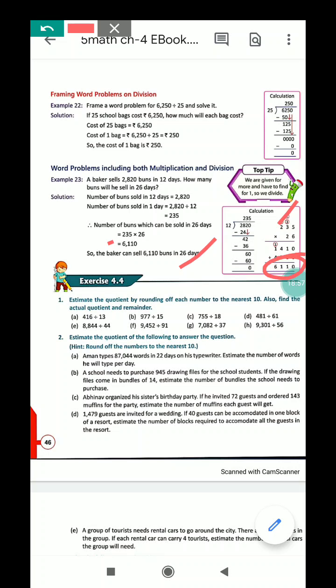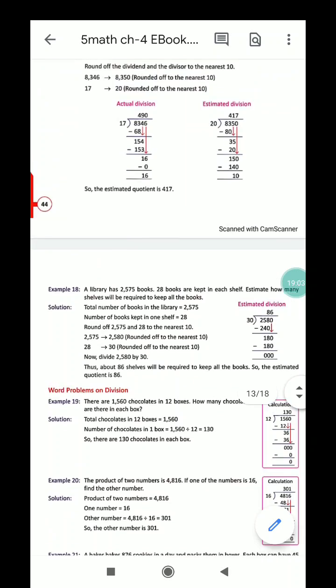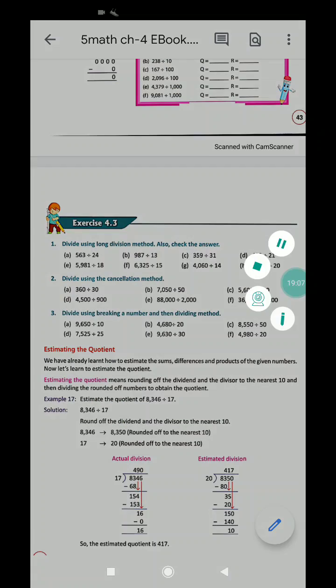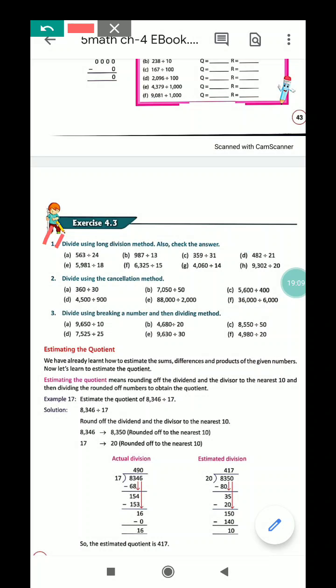Now we have completed up to this. Next day we will start exercise number 4.4, and today's homework is exercise number 4.3. You have to do all the questions from here without seeing the answers which I have given, without seeing the solutions which I have done for you.